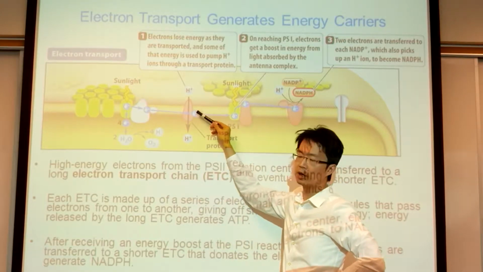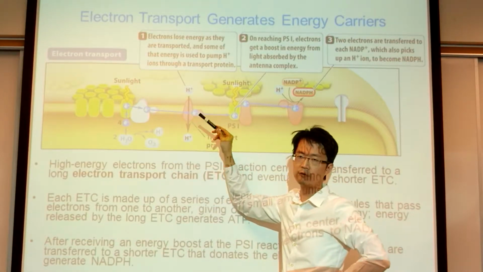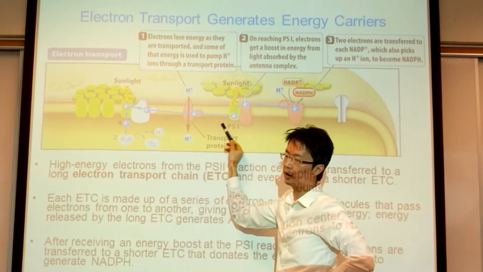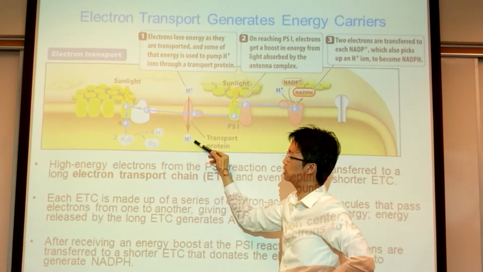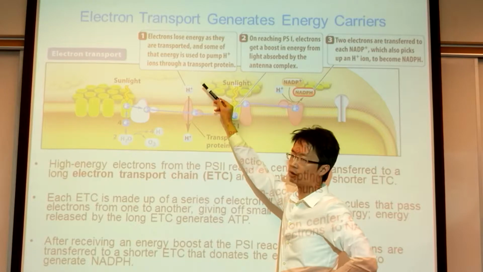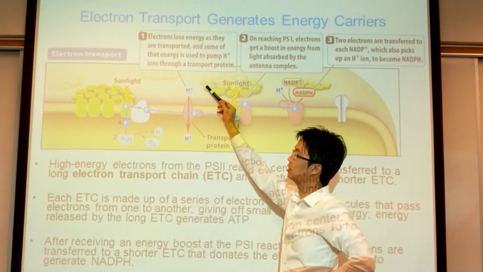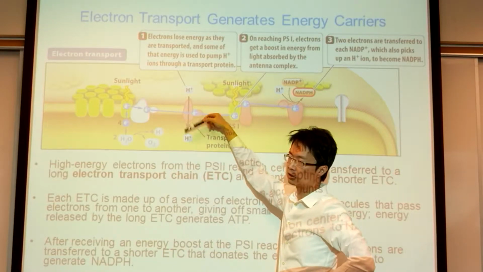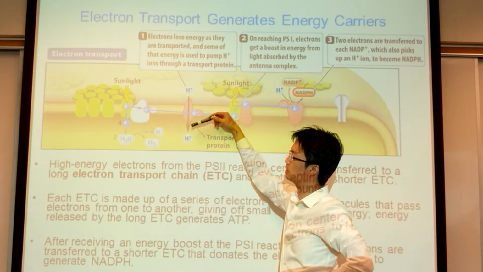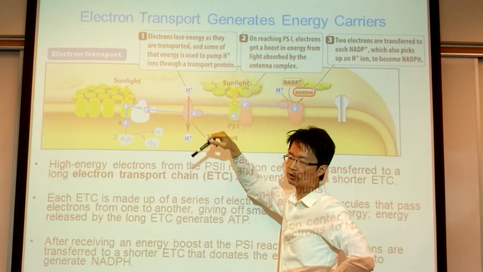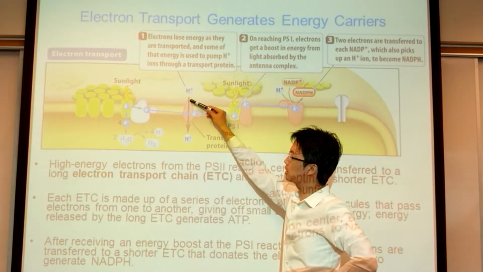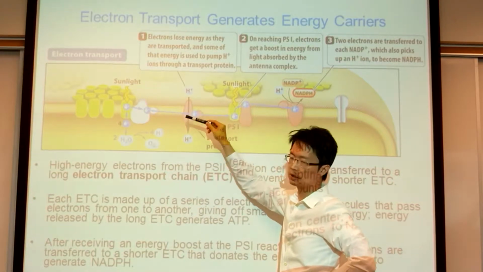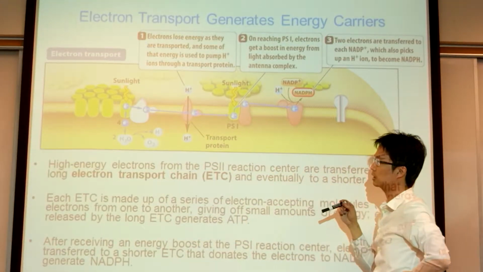Why does it need the high energy electron to do that? Because it is a form of facilitated active transport. Inside the thylakoid space, you have a high concentration of hydrogen ion. Outside the thylakoid space, that means in the stroma, you have a lower concentration of hydrogen ion. Because of that, it is against the concentration gradient, or up the concentration gradient. Because it is against the concentration gradient, it is an active transport. But because it requires a protein, it is a facilitated active transport that requires energy. In this case, the energy is in the high energy electron.